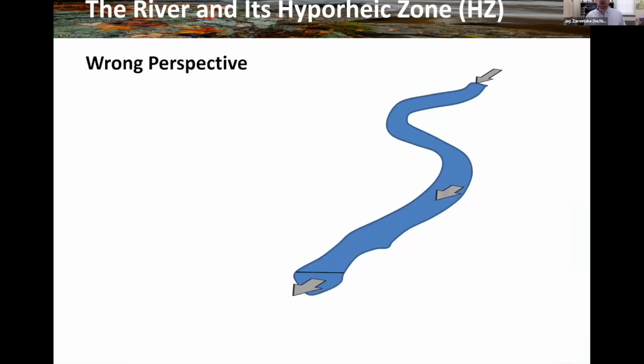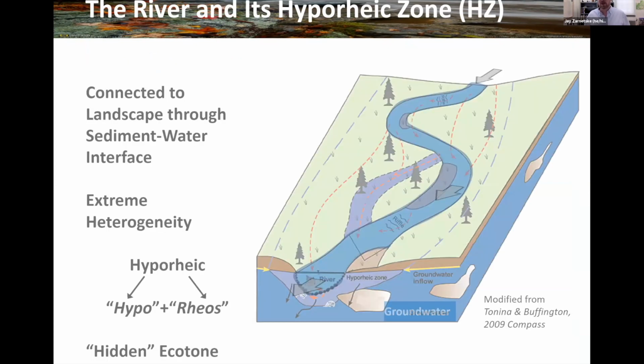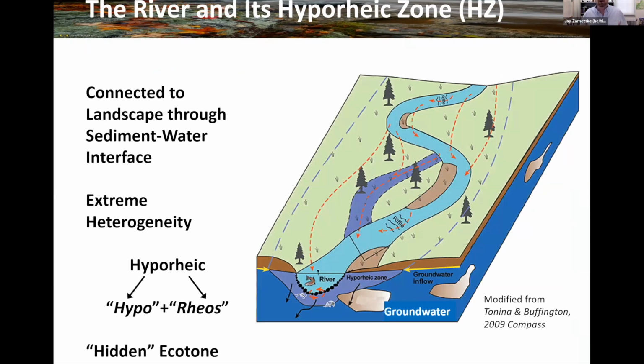So if nothing else, I want you to learn about river corridors, as they are not just the rivers. This is the wrong perspective, to think of them as water just moving down a river channel, things flowing in, things flowing out. They're anything but that. Rivers are just the surface expression of groundwater and many complex flow paths. They're very connected to the landscape, and they're connected through the sediment water interface, whether it's flowing through the valley bottom, through paleo channels, or through the subsurface within the channel.